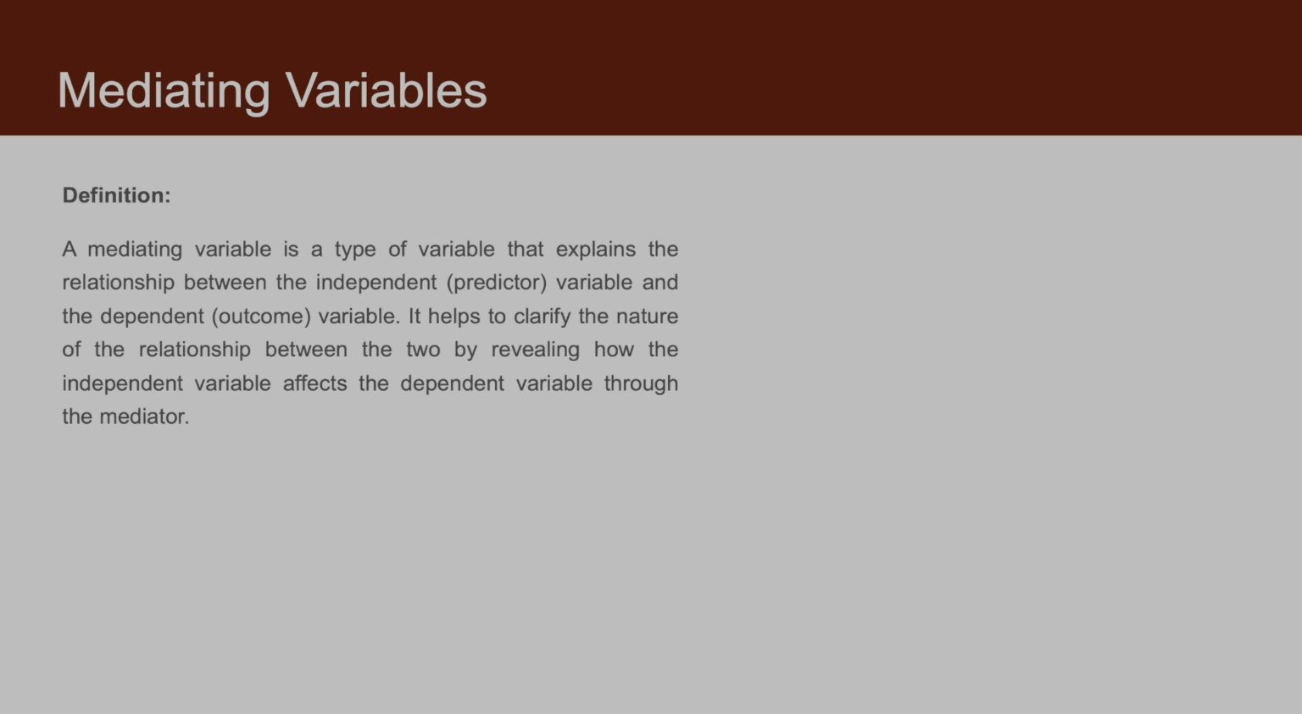We can define mediation as a type of variable that explains the relationship between the independent variable, the predictor, and the dependent variable, the outcome. It helps to clarify the nature of the relationship between the two by revealing how the independent variables affect the dependent variables through the mediator.